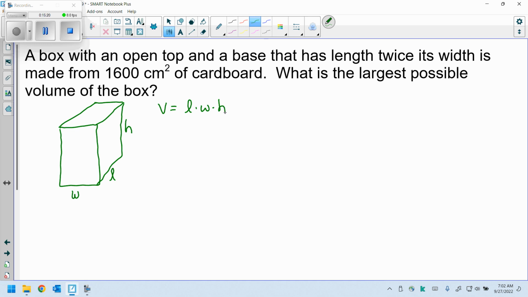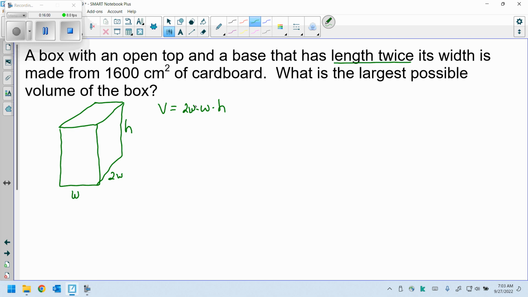Well, now we've got to whittle down our number of variables here. I do know that the length is twice the width. So instead of an L, what if I called that 2W? So instead of this L, let's call it 2W. That's better.